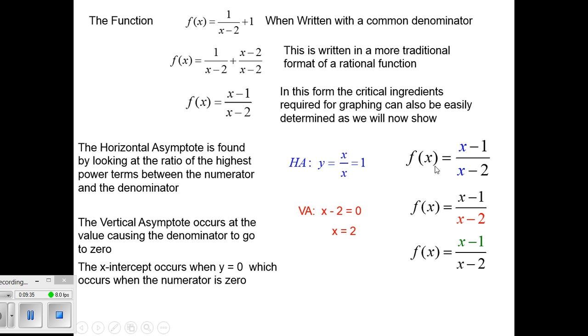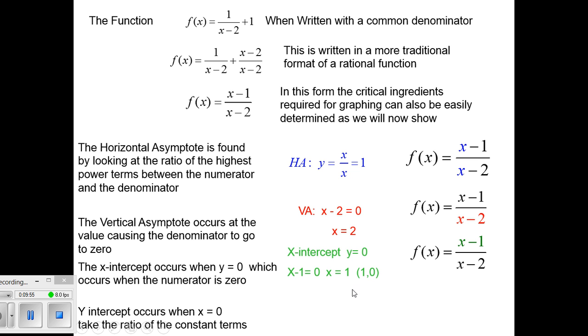So if we let that equal 0, if we cross multiply, we still get x minus 2 times 0 is 0. So in short, if we simply want to find the x-intercept, we will simply let the numerator go to 0. And what makes the numerator go to 0? Well, 1. So there is my x-intercept.